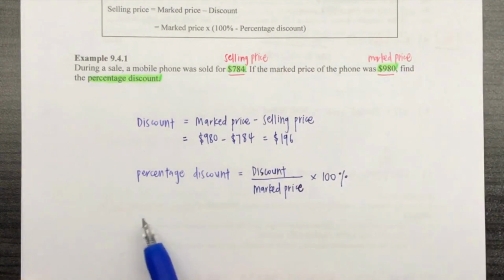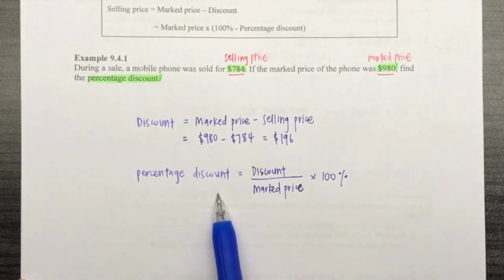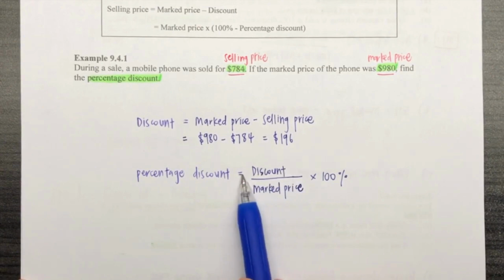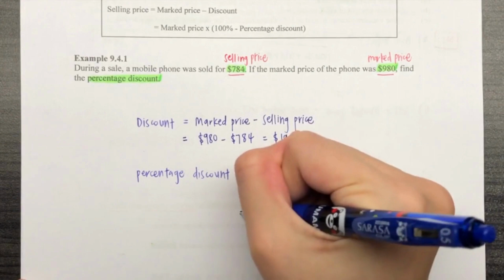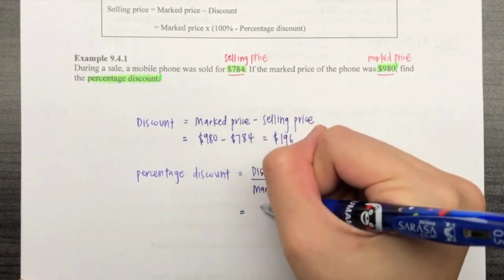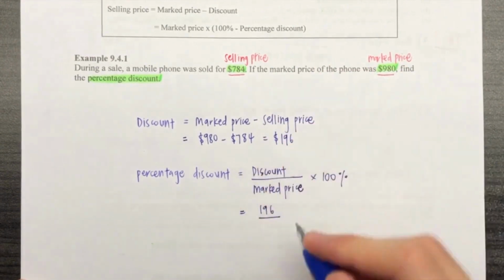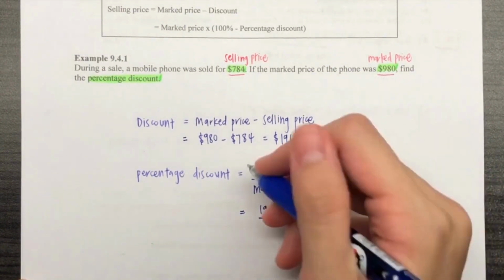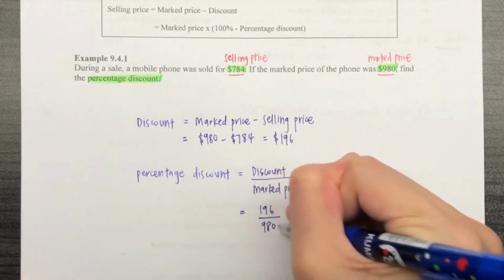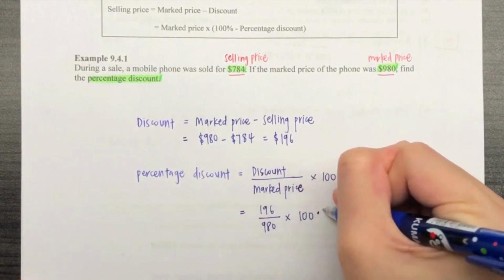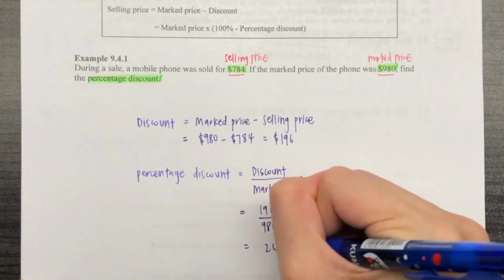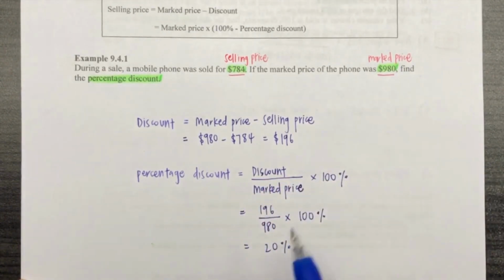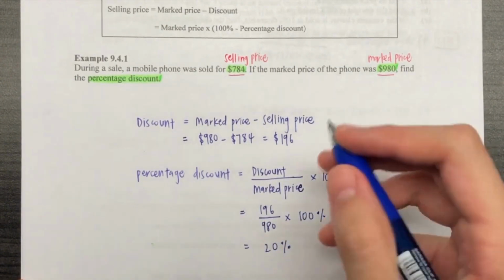196. Okay, so in order for us to find the percentage discount, now we have the discount already, so it will just be divided by the mark price times 100. So to write it out, it will be 196 over the mark price, which is 980, times 100%. So in this case, the percentage discount will be just 20%. Please remember your units for the dollar sign and the percentage sign at the end of the final answers.